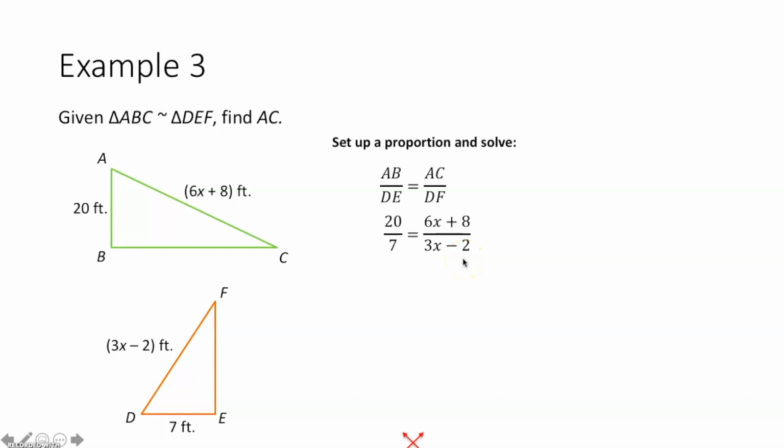So I'm going to use the cross product property. Here's the thing that everybody messes up. When you multiply 20 times this quantity down here, put that quantity in parentheses. Same thing up here, 7 times this whole thing. So make sure that whole thing is in parentheses.